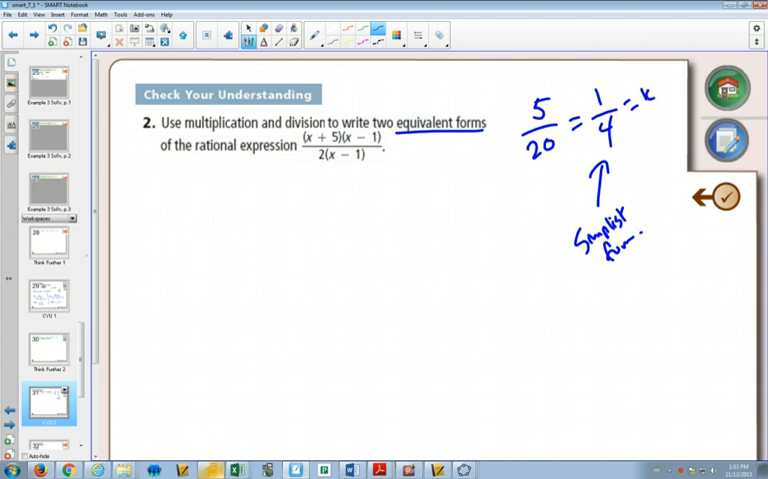10 over 40. Okay, how did you come up with 10 over 40? You multiplied the original 1 by 2, right? Or you could have multiplied the second one by 10. So you can find an equivalent form either by multiplication or division. Our goal in this unit will be the simplest form, but you could write it in a not simplified form as well, and it would still be equal.